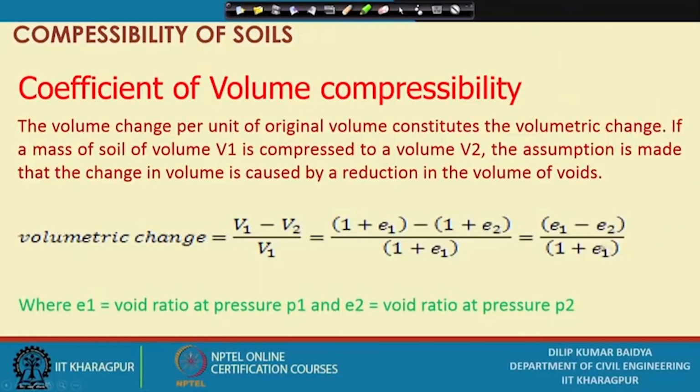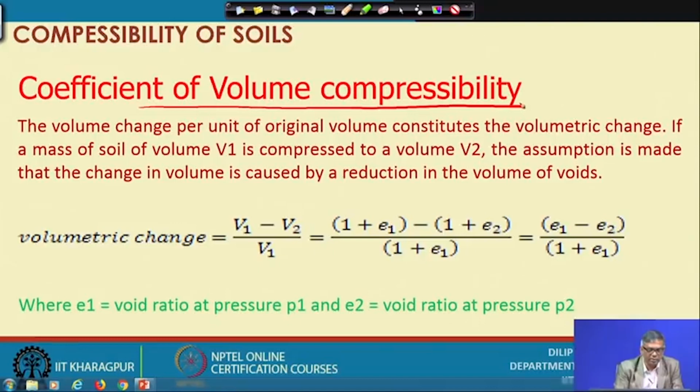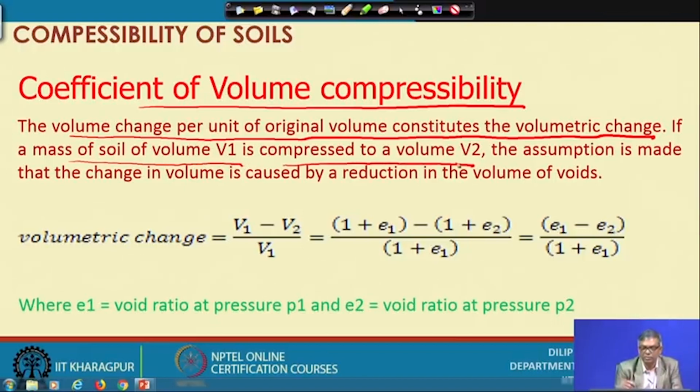Now, if you want to estimate the amount of compression, we use a term, the coefficient of volume compressibility. What is the definition actually? The volume change per unit of original volume constitutes the volumetric change. If a mass of soil of volume V1 is compressed to a volume V2, that means the original volume was V1 and the final volume is V2, the assumption is made that the change in volume is caused by the change in void ratio.